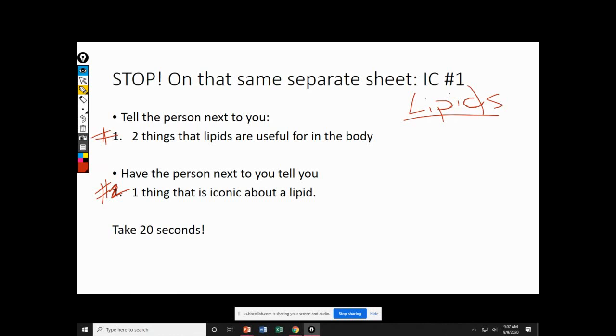Make sure this is going on the same piece of paper that you did your carbs before, or in the same file. And if you're doing it in a file, make sure you save it afterwards, because we're going to continue to add to this.